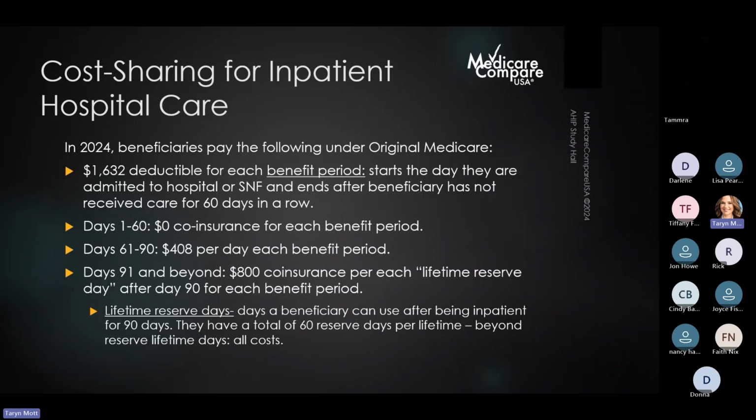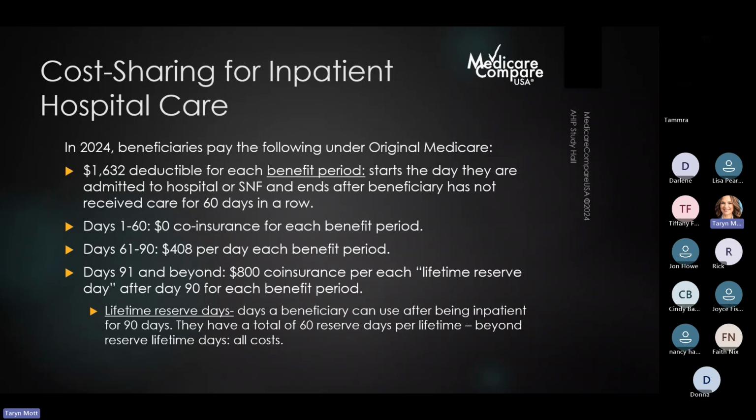Nobody said anything. Days 91 and beyond are $800 coinsurance per each lifetime reserve day after day 90 for each benefit period. Again, a benefit period is 60 days. Just remember that. Lifetime reserve days are days the beneficiary can use after being inpatient for 90 days. They have a total of 60 reserve days per lifetime. Beyond lifetime reserve days, all costs.